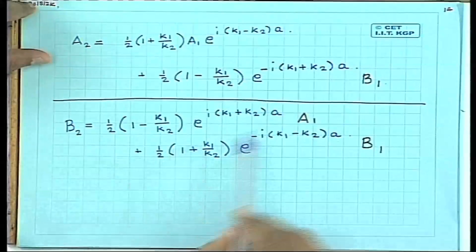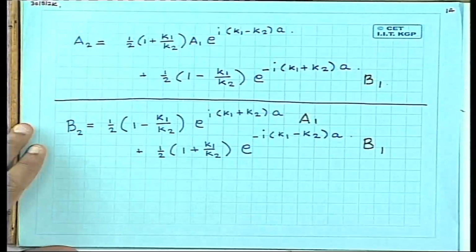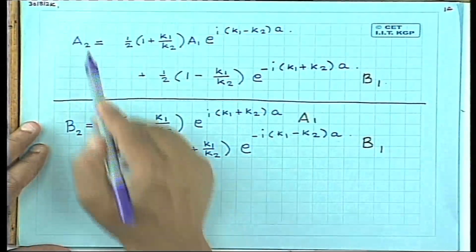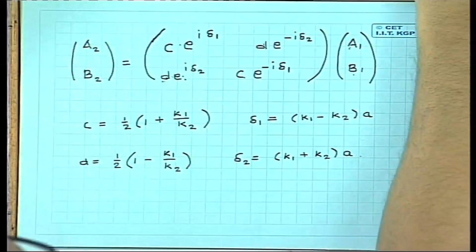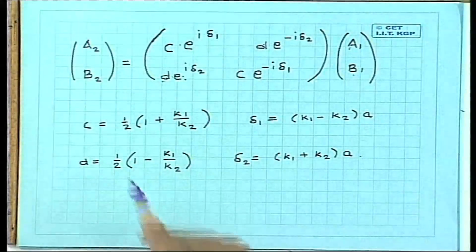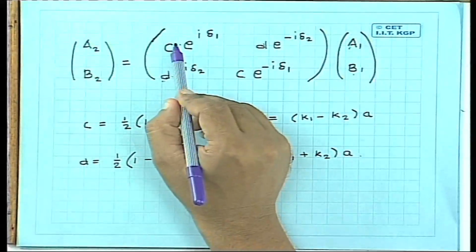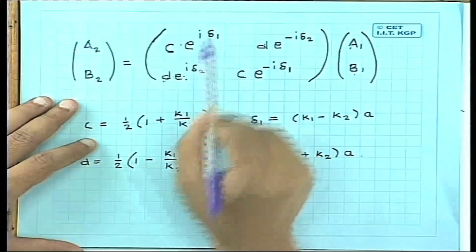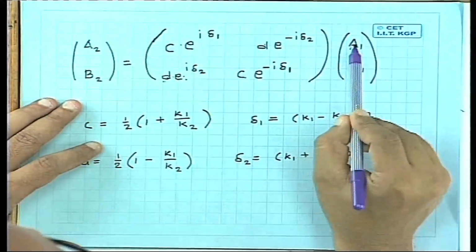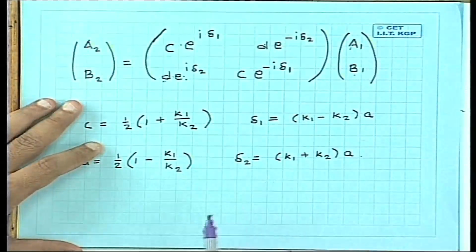And I had asked you to work out what b2 will be in terms of a1 and b1. And this is the expression. So this relation between the coefficients a2, b2 and a1, b1 can also be expressed in this fashion: (a2, b2) is equal to some real constant c into a phase e to the power i delta 1 into a1. So this is a matrix multiplying this column matrix.